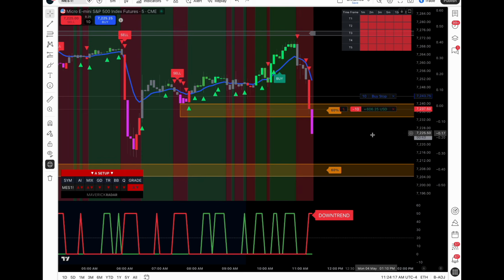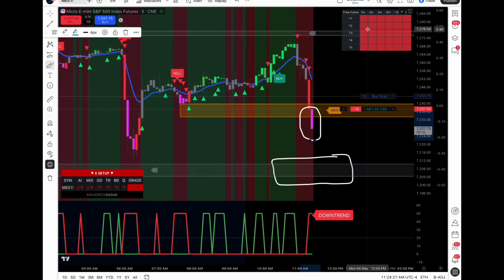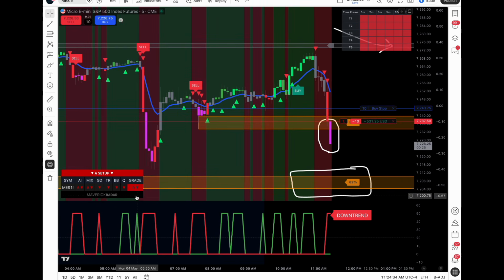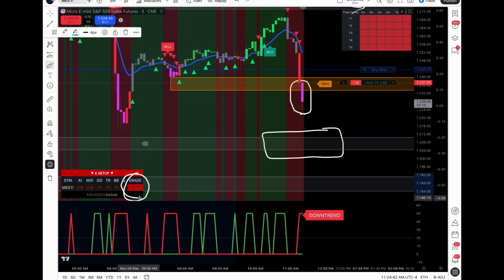Your next zone is all the way down here. And you have hot pink candles. If you see pink, it will most likely sink. All 5 traders are voting bearish across 6 time frames. And you have an A+ setup to the downside on the Ultimate Trading Assistant, the Maverick Radar. How cool is that?